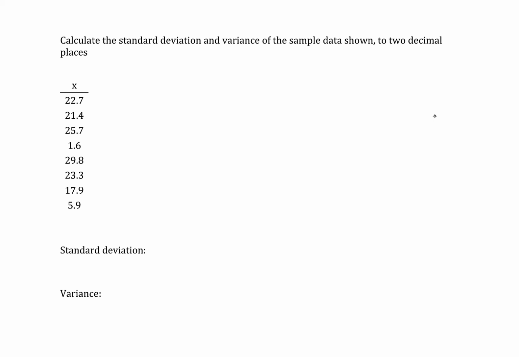Calculate the standard deviation and variance of the sample data shown to 2 decimal places. All right, so the standard deviation and the variance. In order to get these, we'll take advantage of the calculator. And there's one place that we can get that in the calculator all at once.